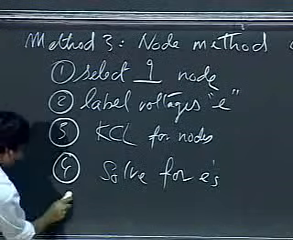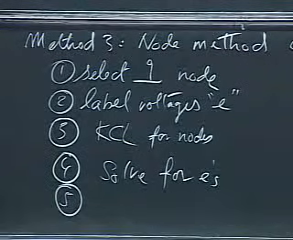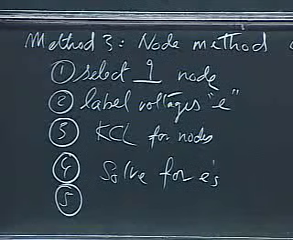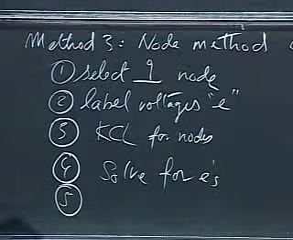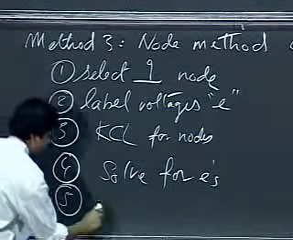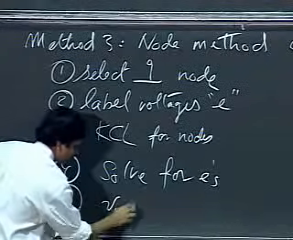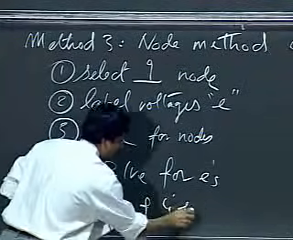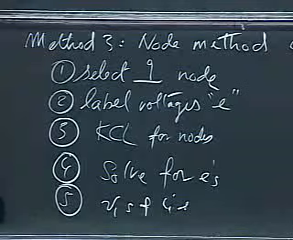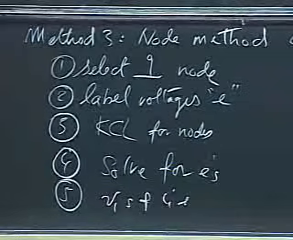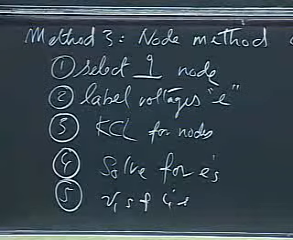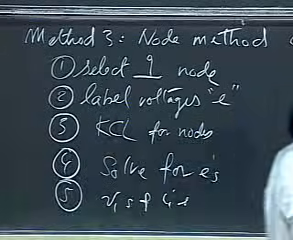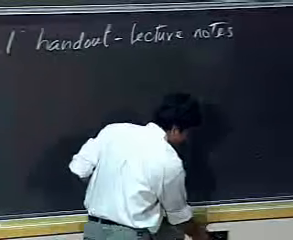And then, once I know all the voltages associated with the nodes, I can then back solve for all the branch voltages and currents. Okay, once I know all the node voltages, I can then go ahead and figure out all the branch voltages and the branch currents. So let's go ahead and apply this method and work out an example.